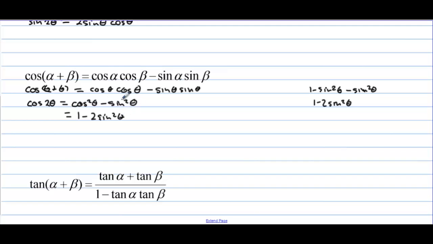And then doing the same thing with sine squared, we have cosine squared minus 1 minus cosine squared. And so we have 2 cosine squared theta minus 1. So this is equal to 2 cosine squared theta minus 1.